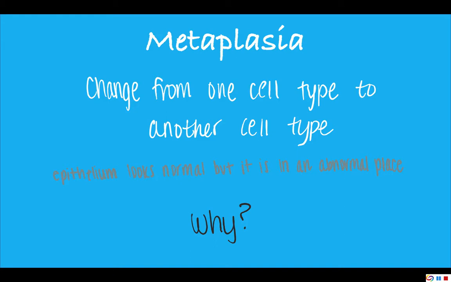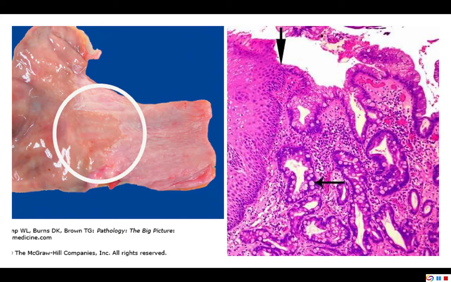Another example, a classic example, this one's always on exams, is Barrett's esophagus. So Barrett's esophagus is typically when you have GERD. So GERD is gastroesophageal reflux disease. So if you constantly have, let's say, your stomach acid going up into your distal esophagus, your esophagus has a very different function than your stomach.